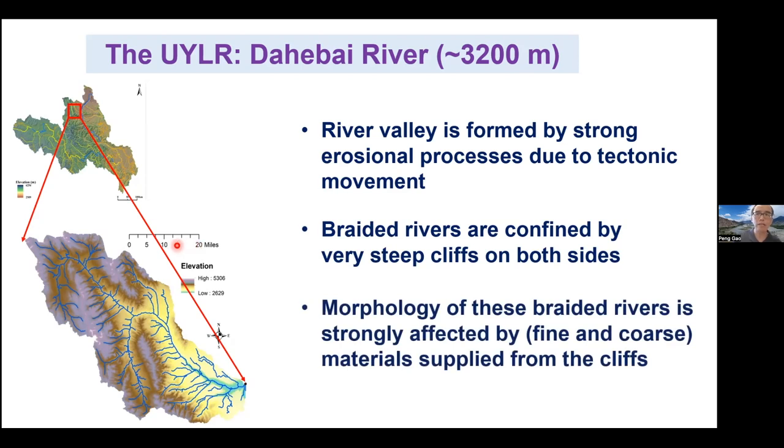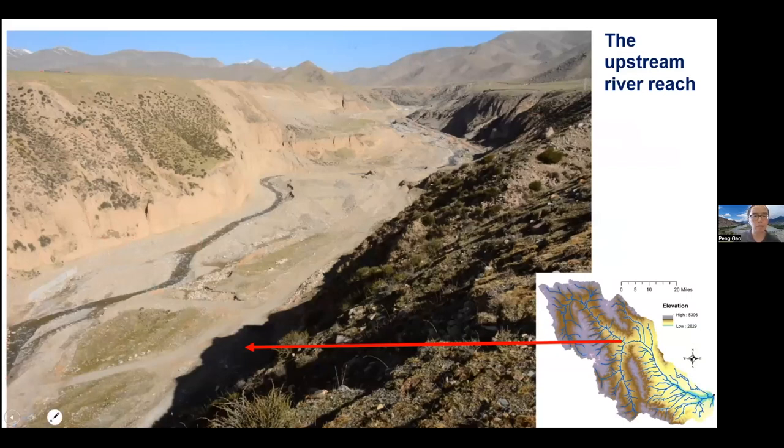And because of that, there are a lot of materials supplied from these two cliffs into the river. And I will show you from here. This is the picture I show you in the confluent section point between the two upstream rivers. As you can see from this picture, you only see the mainstream, because this is a dry season. Water discharge is not very high.